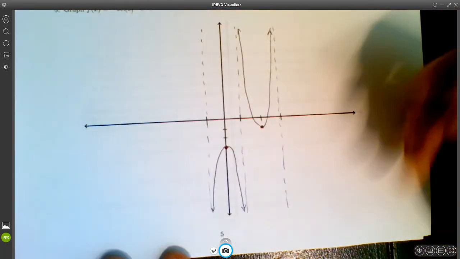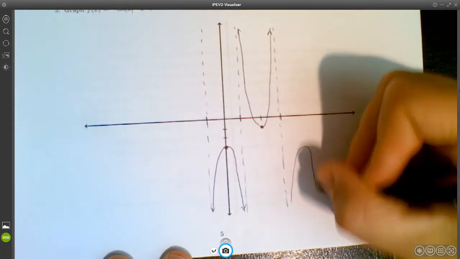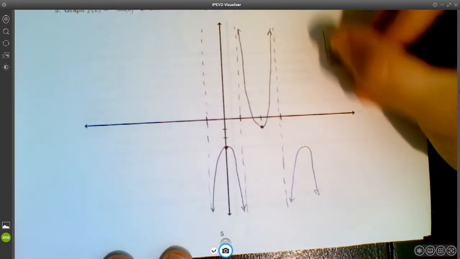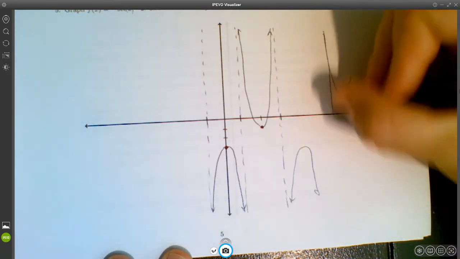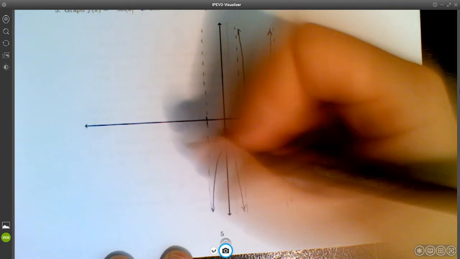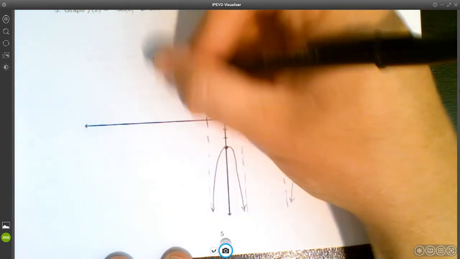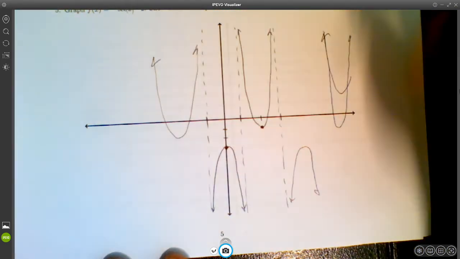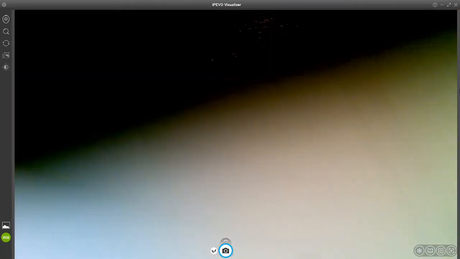Okay. And of course, this thing is going to repeat over and over again, right? This on and on and on forever in both directions. So that's that, right? There's the secant function. One more example.